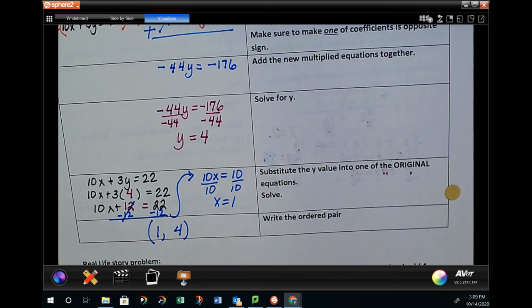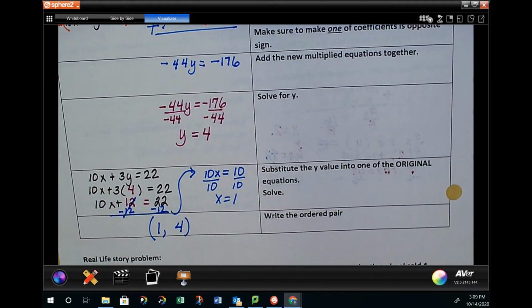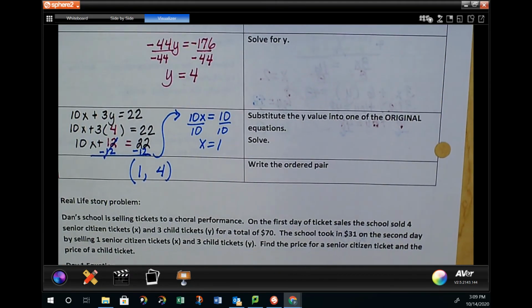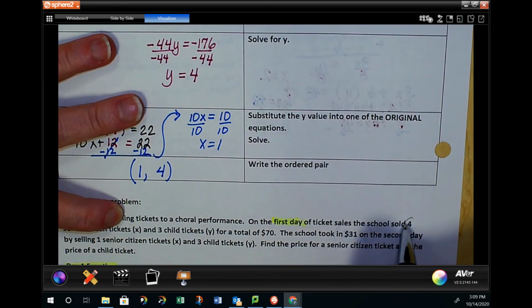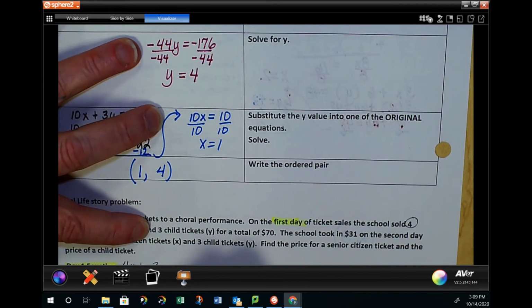And then the real life example. Dan's school is selling tickets to a choral performance. On the first day's ticket sales, the school has sold 4 senior citizen tickets and 3 child tickets for a total of this. So this is going to be day 1 information. We have that equation on day 1 because we have 4 senior citizens, so 4x plus 3y, and the total cost was 70.